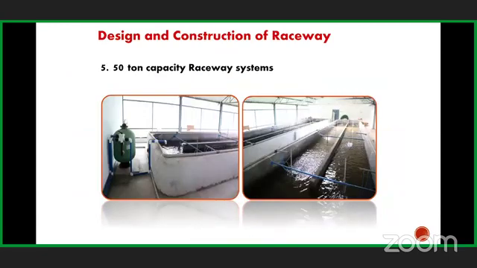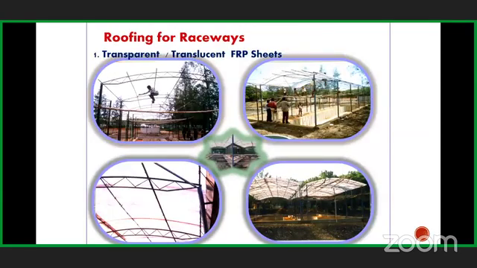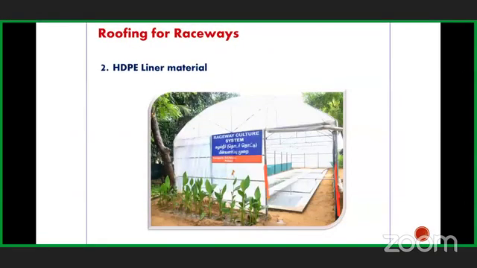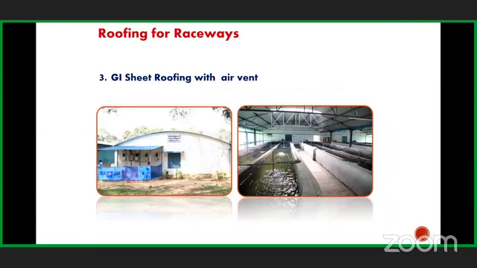Basically, a raceway is where we have several ponds connected together, and we maintain a flow of water, so that higher productivity and better water quality management can be achieved. Here you can see some roofing, and this is one of the raceway projects undergoing in Tamil Nadu, at the College of the Tamil Nadu Agriculture University.